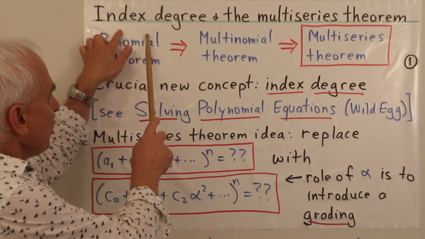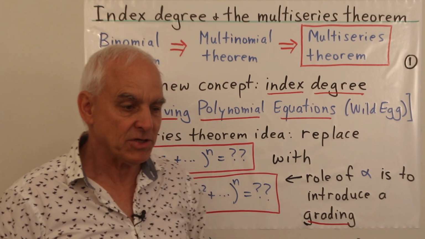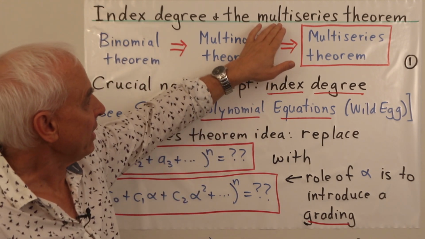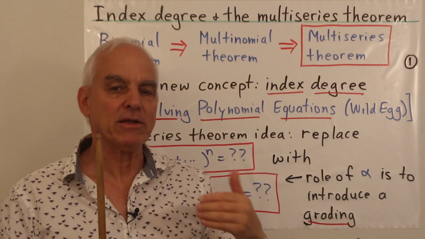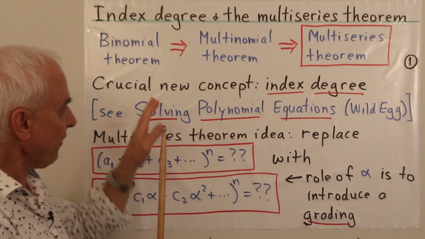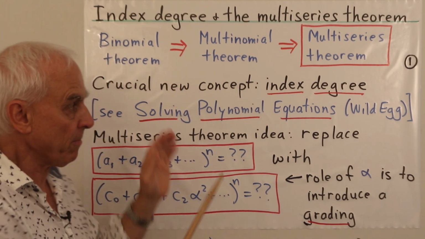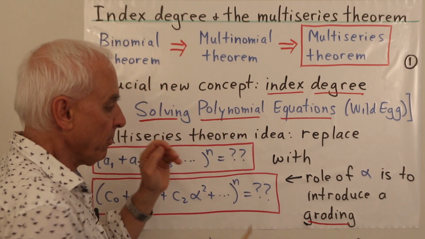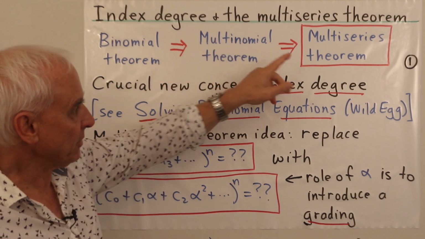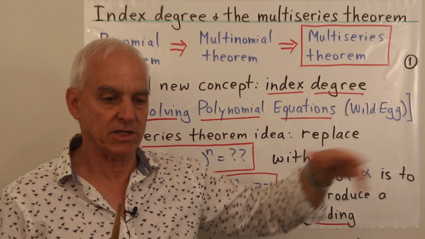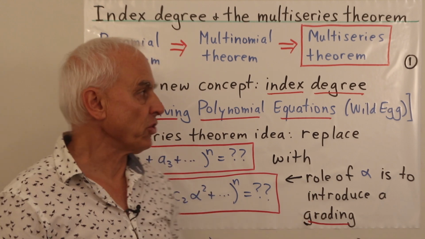So we're going to be talking today about index degree, which is a really important notion that allows us to formulate a multi-series theorem. And we're thinking of having an ascending level of theorems, starting with the binomial theorem, moving to the multinomial theorem, which we talked about in our last video, and now today to the multi-series theorem, which is a bigger, broader picture.